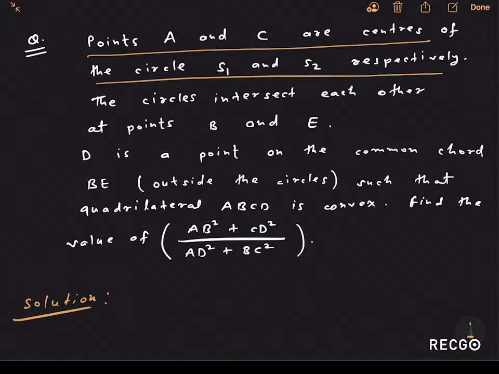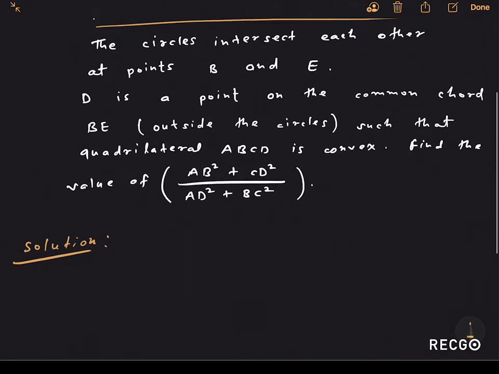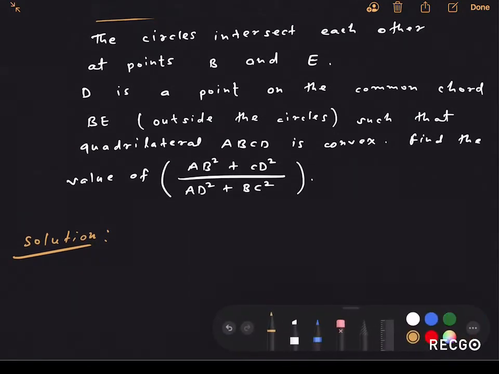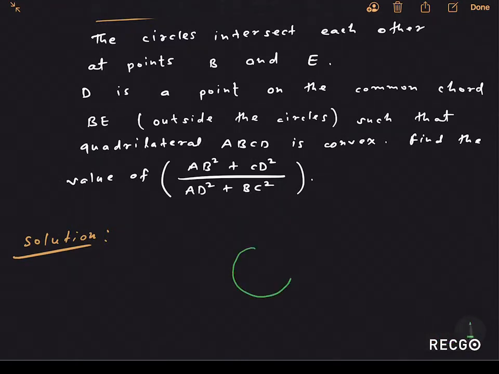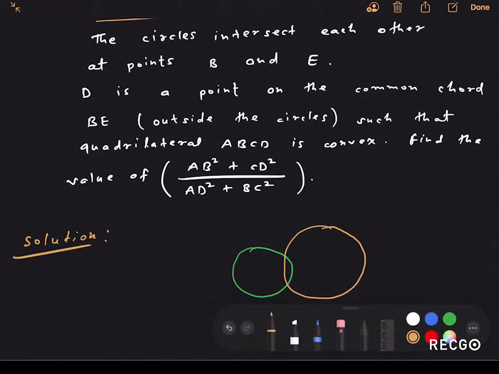So let's draw two circles, one with center A and the other with center C. I'm taking the most general case in which the radii of the circles are different. So let's say I'm taking a circle, I'm drawing this with green, and the other circle I'm drawing with yellow color. This is just for the sake of understanding, so the circles may not be perfect, I don't mind it. Now I'm trying to draw the common chord.